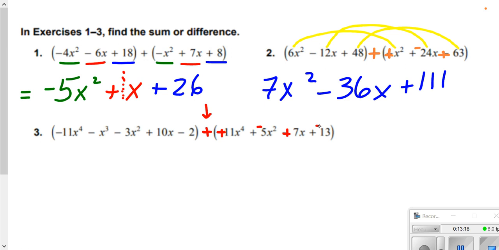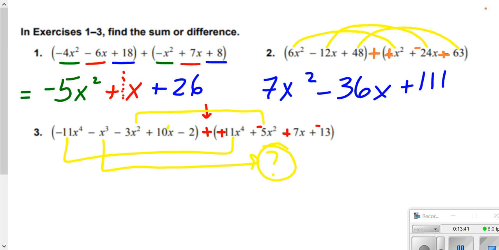Okay, I want you to pause the video and remember that all you're doing is combining like terms. So we're going to look for things that have the same exponent. If we find nothing, like with the negative x cubed, you're adding it to 0. So negative x cubed plus 0 is still going to be negative x cubed. And for the other things, just combine like terms. Okay, please pause and come back when you have completed the problem yourself.